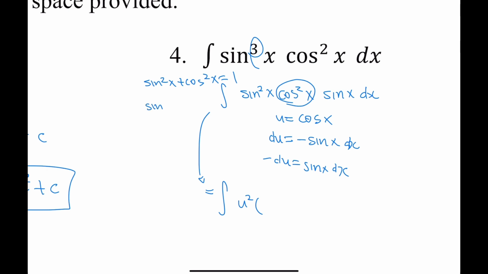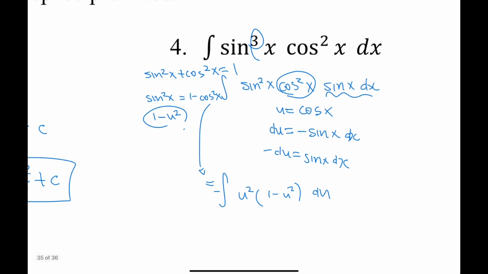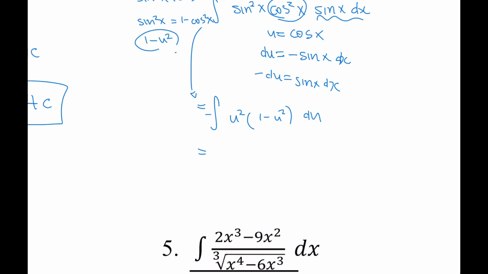So sine second x equals 1 minus cosine squared x. We're just going to plug that in, so that means 1 minus u squared, and then this part is just du, except that we have to put a negative right here. Then we're going to distribute this so that we can do it more easily: u to the second power minus u to the fourth power.